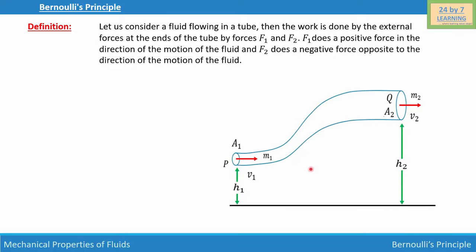So here is my diagram where you can see P is a point h1 over the Earth's surface where the area of cross section at this end is A1, and let mass M1 enter the tube with a velocity v1 at point P. In the same way, let point Q be at a height h2 over the Earth's surface and let the area of cross section at this end be A2, where mass M2 leaves the tube with a velocity v2 in time t.